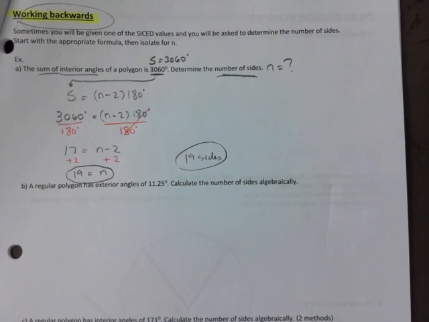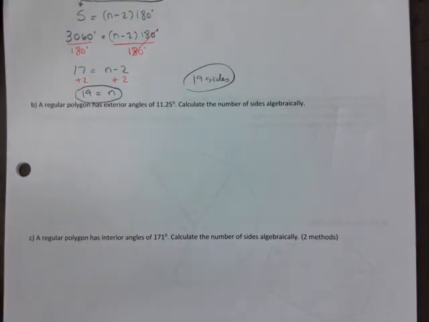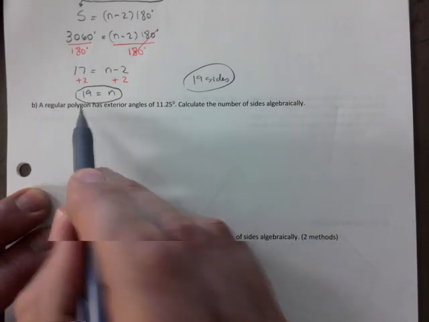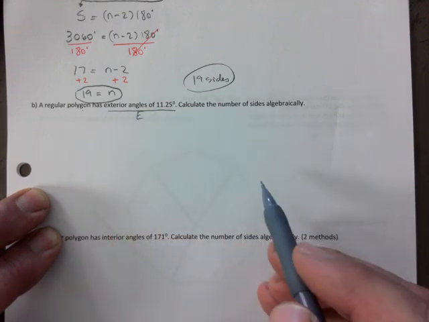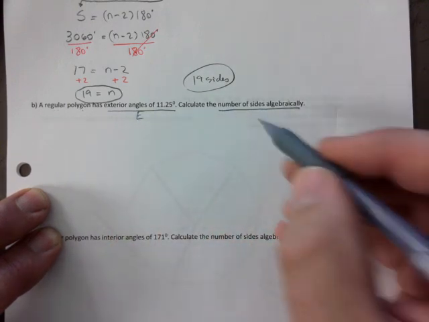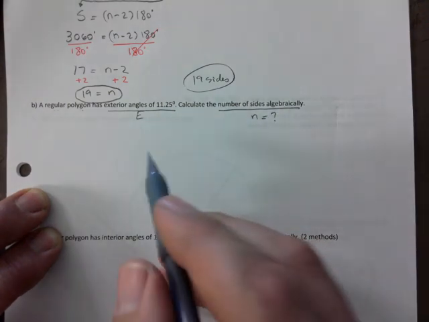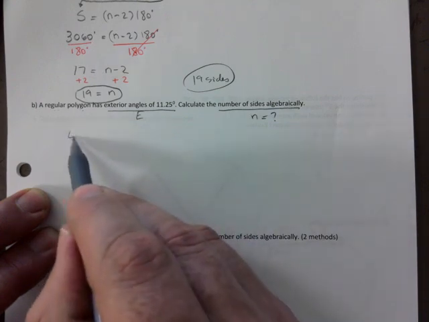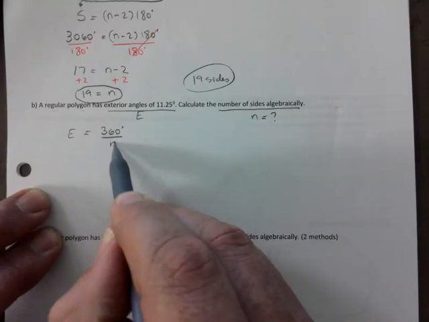One more. This one I find easy as well. A polygon, a regular polygon, we're told, has exterior angles of this. This is E. Calculate the number of sides algebraically. So what is n? What formula are you going to use? Well, you go check, right? E is equal to 360 divided by n. That is the formula.